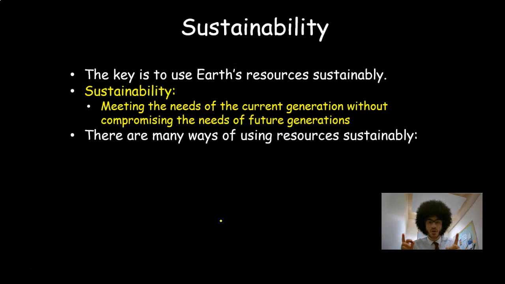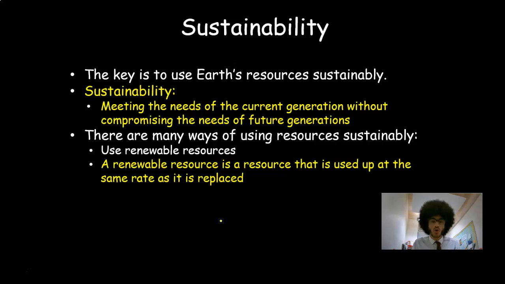Now, that definition you have to know for AQA. You do have to know it. Now, there are many ways of using resources sustainably, and this is just one example. We could use renewable resources.